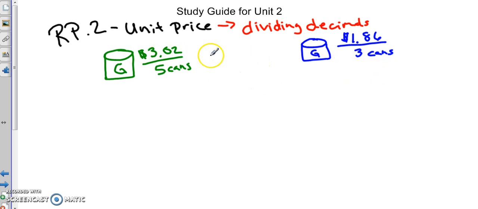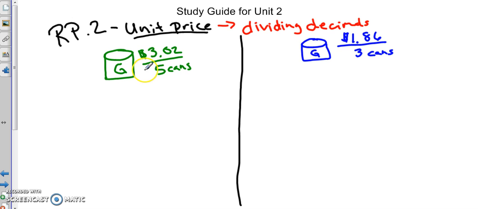Now, before we go out and purchase either one of these green beans, we have to figure out which one is the better buy. The only way we can figure that out is to find the unit price of each can. For the green can, I know that they're charging me $3.02 for 5 cans. With unit price, remember, it's the same as unit rate. I want to get this to 1 can. So how do I get from 5 to 1? I need to divide by 5, and whatever I do on the bottom, I need to also do on the top.